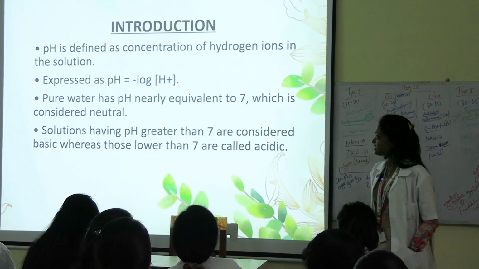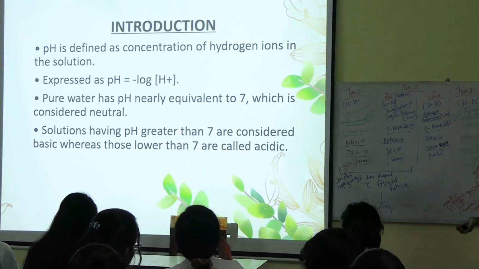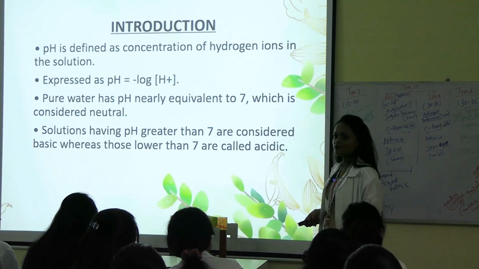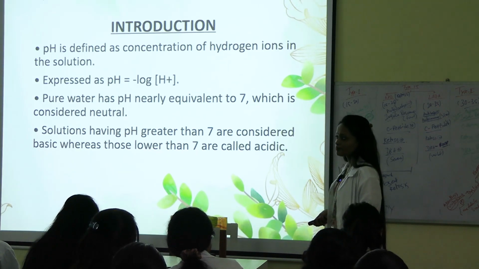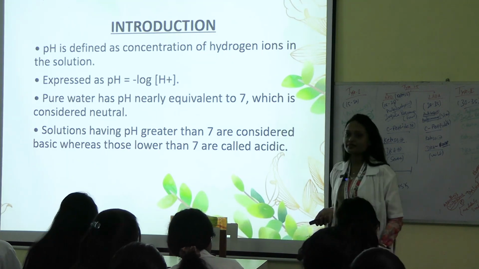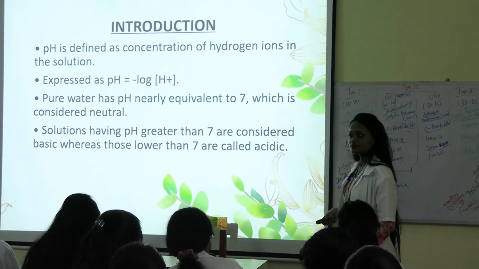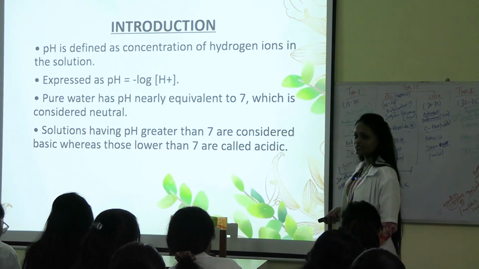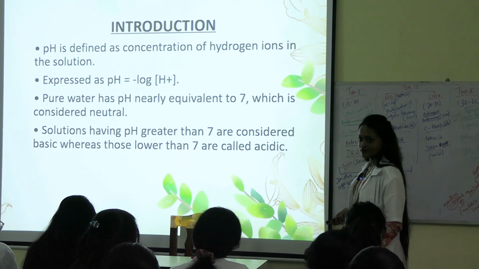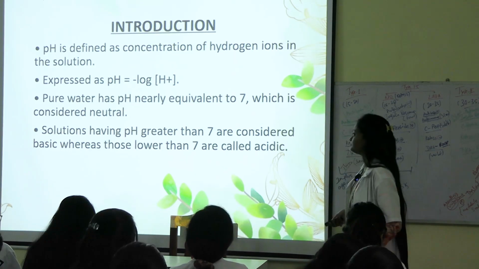So pH is defined as concentration of hydrogen ions, and the formula of pH is minus logarithm of hydrogen ion. Neutral pH is 7. And acidic and basic pH? Less than 7 is acidic, more than 7 is basic.